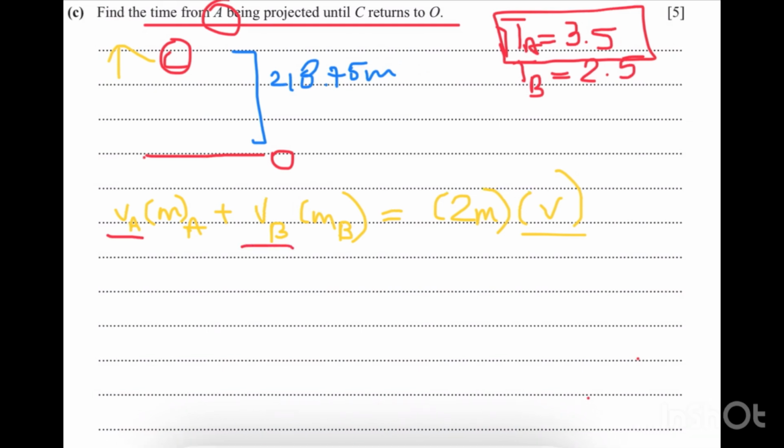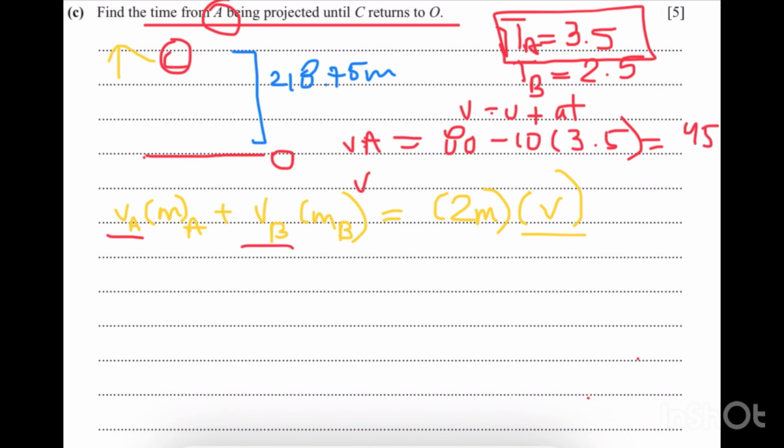For that we can use the formula v equals u plus at. So for A, the initial speed was 80, the acceleration was minus 10, and t in this case was 3.5, and that equals 45 meters per second. As for B, the initial velocity was 100 minus, and the acceleration was 10, and time was 2.5, and this becomes 75. These two are the velocities of A and B directly before collision. So we can insert these here.